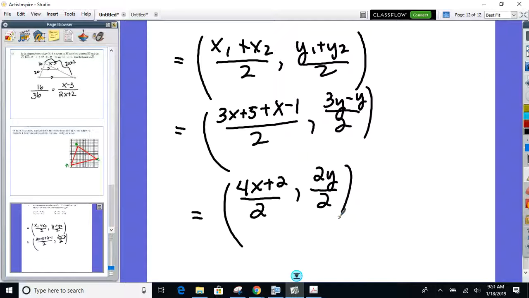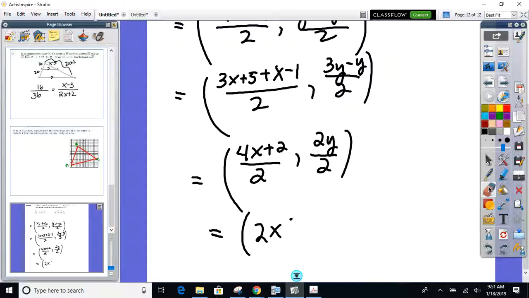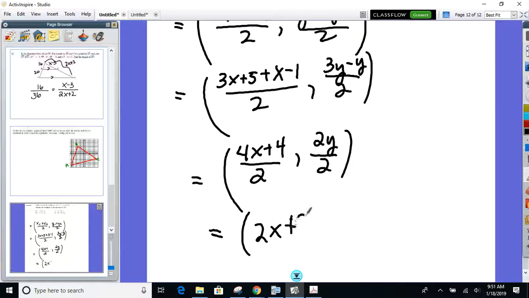Keep going. If you can divide each of these by 2, do so. 2x plus 4, sorry, I got a step ahead of myself. So that should be 2x plus 2. And the y coordinate, 2 divided by 2, will just give me y. The midpoint is 2x plus 2 comma y.